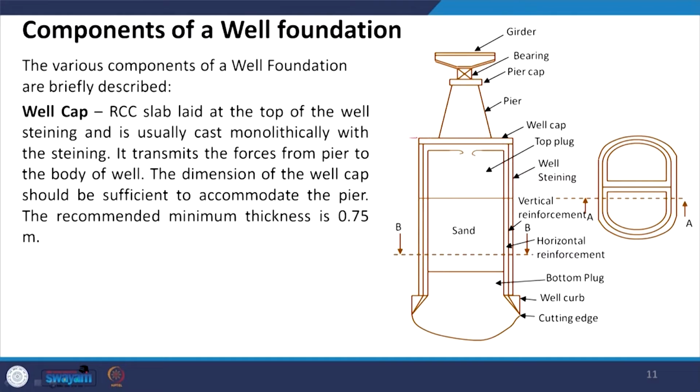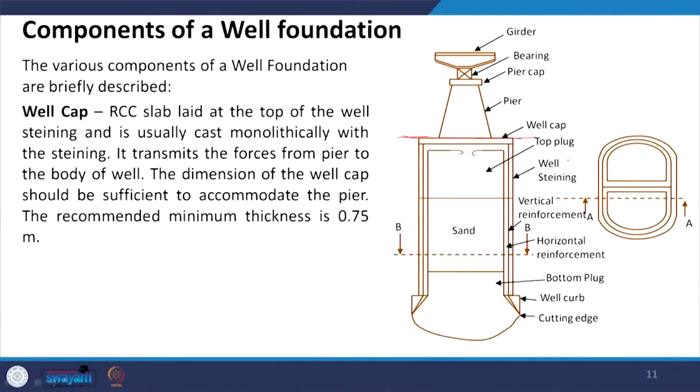So, the well foundation is going to start from this point, below this point. The well cap is the top base of the pier and above the well foundation. So, the well cap is a connection between these. Then well steining, you could see there is one arrow, it is the main body of the well. If you have a circular well, then you have a cylinder which is made of concrete. So, the well steining is normally made of RCC, reinforced cement concrete. Then you have vertical reinforcement and horizontal reinforcement as shown in the figure.